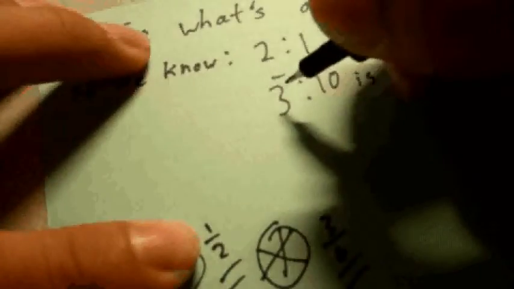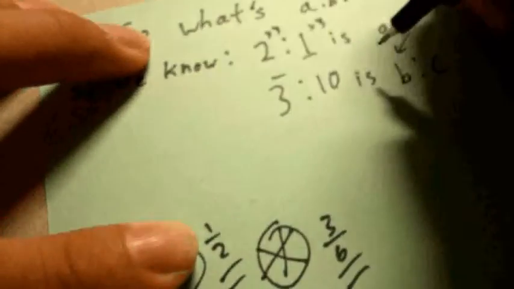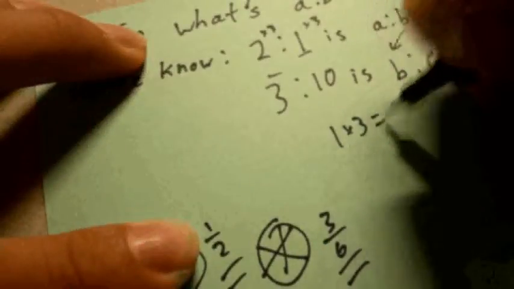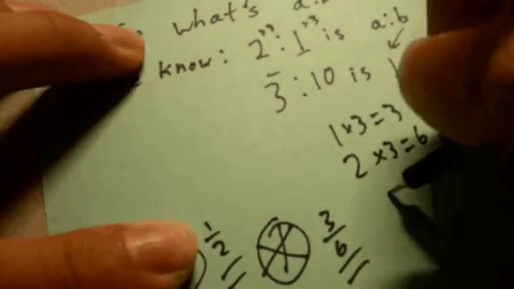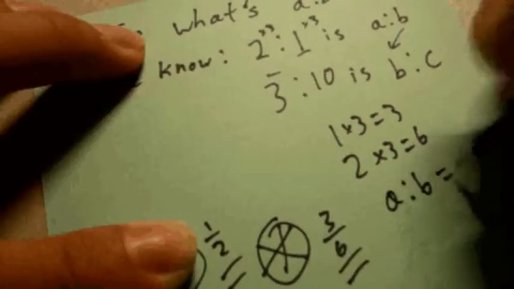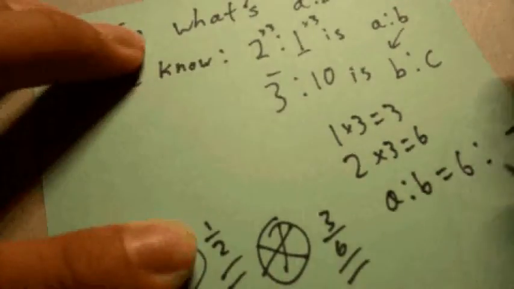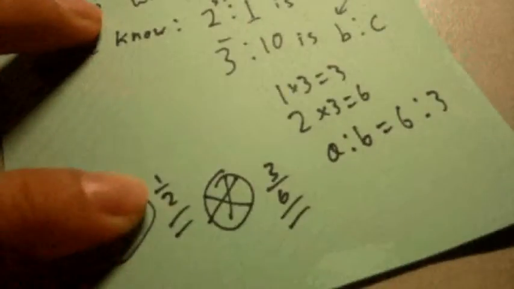So simply we just make the denominators the same. In this case, we make the 1 and the 3 the same. For 1 to get into 3, we times 3. If we times 3 to this, we times 3 to that. So 1 times 3 equals 3, and 2 times 3 equals 6. So now we know that A is to B equals 6 is to 3.